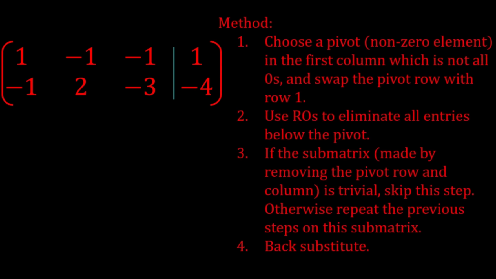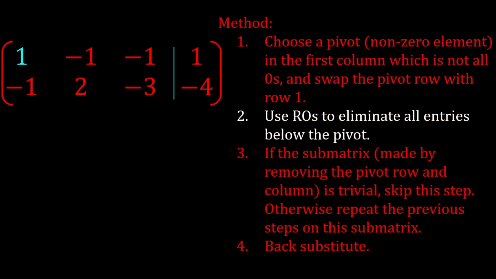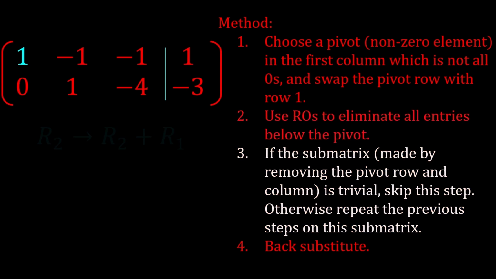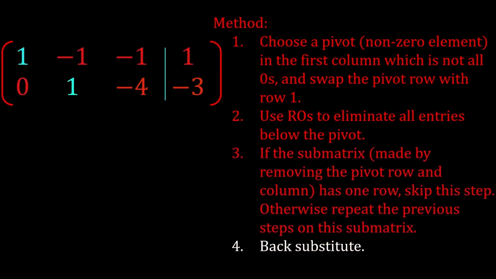Using our method, we choose a pivot, and then, well, this step is a bit trivial in this case. Now we use row operations to eliminate below the pivot, and we get this submatrix, which is, I guess, trivial, right? There's not really much else to do. I could probably change this word trivial. It's a bit too vague to say having one row. I think if it has one row, then we can skip the step. And now we just substitute, right?